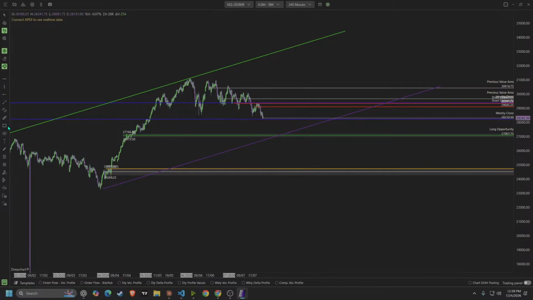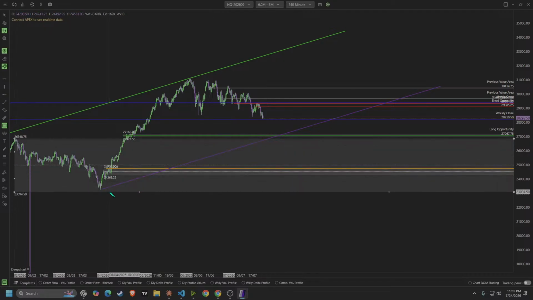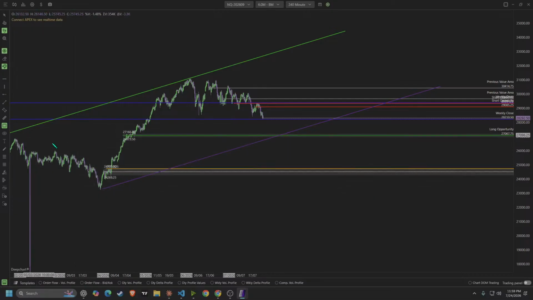And I anticipate that we're going to work our way down. I mean, this might be a little aggressive. We're going to work our way down to here. So it's somewhere in there. But I can see it clearly here. I can see the imbalance.